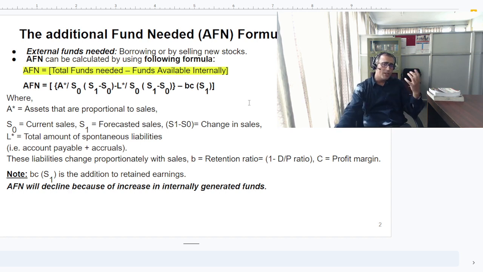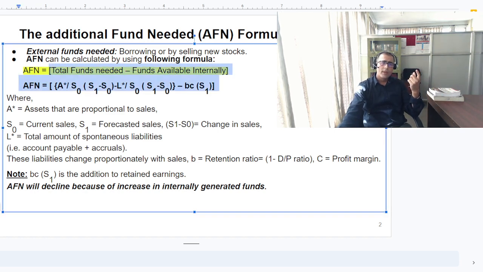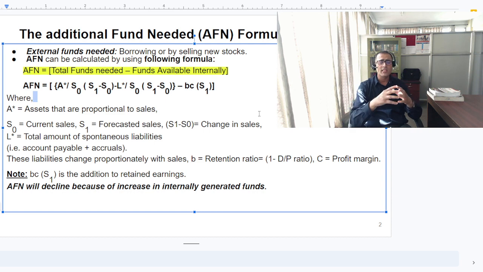Now, it depends on what sources of finance you are going to use. Before that, we have to estimate your additional fund needed. That is, you can see, total funds needed minus funds available internally. That's your additions to retained earnings.